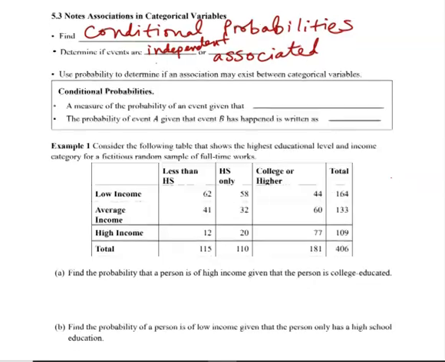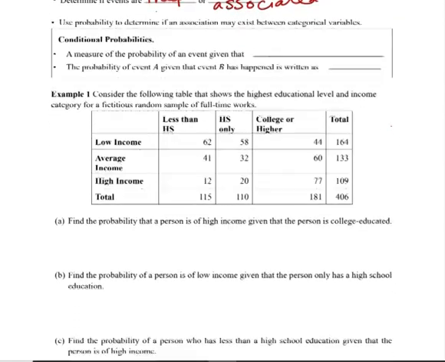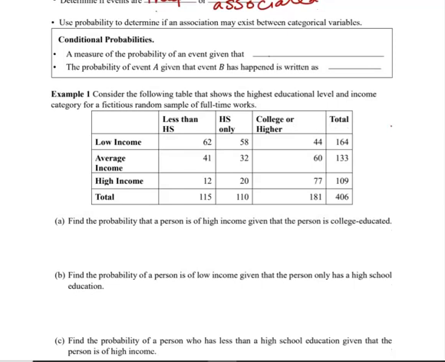So first of all, what is a conditional probability? Well, a conditional probability is a measure of the probability of an event given that another event has occurred. So given that we already know something else has occurred, or that someone is in a certain category, what is the probability of this event happening?